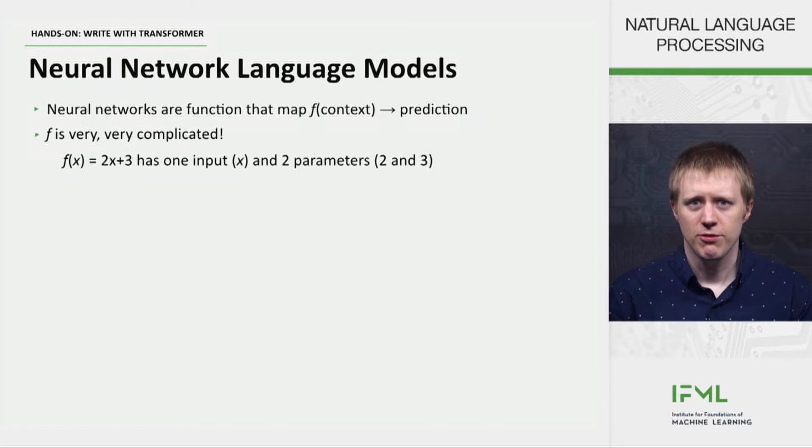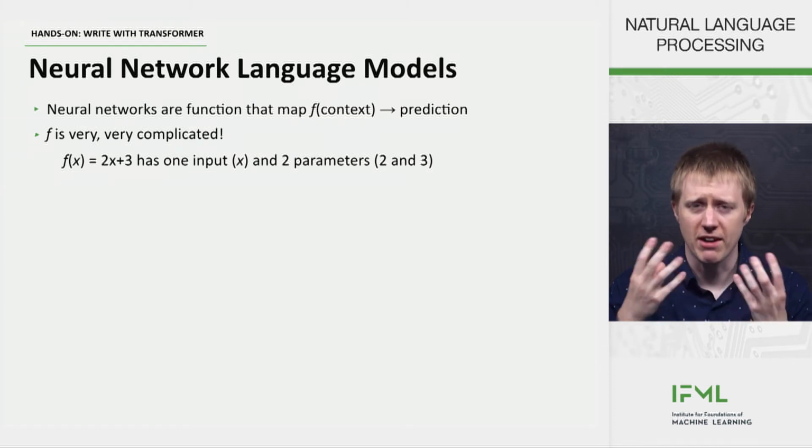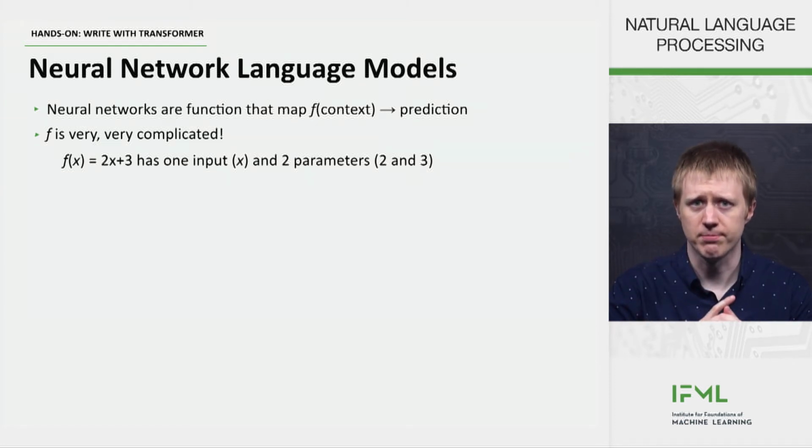If you've taken algebra, you've probably seen things like f of x equals 2x plus 3. We're going to define two things. We're going to say that this function takes one input, which is x. Basically, it takes this x as input and it can return a value. If you tell it x equals 4, it'll return the value 11. And we're going to say this function has two parameters, the 2 and the 3, because these control what that function actually does with its inputs.